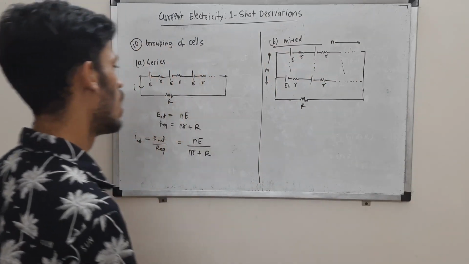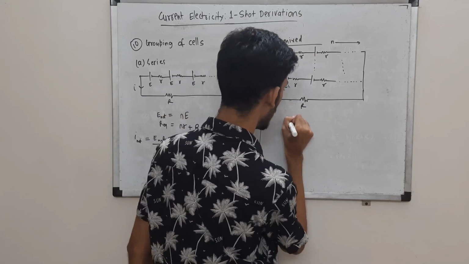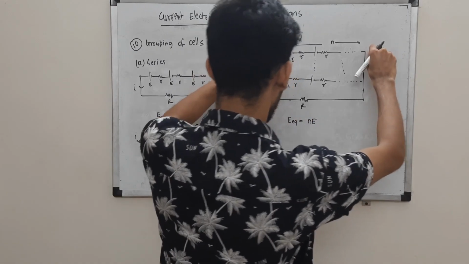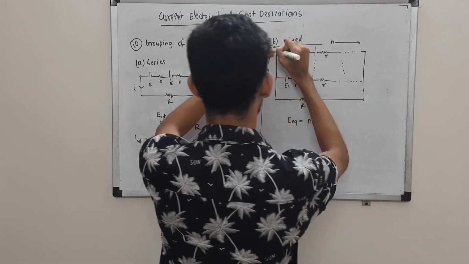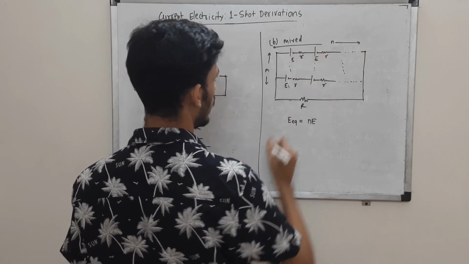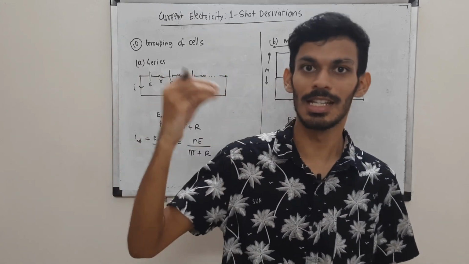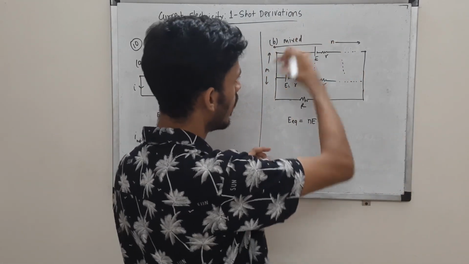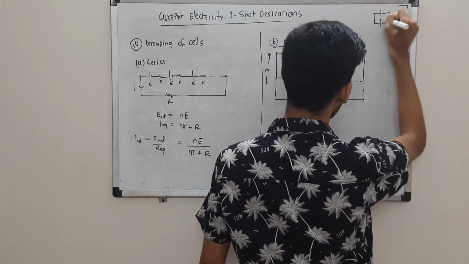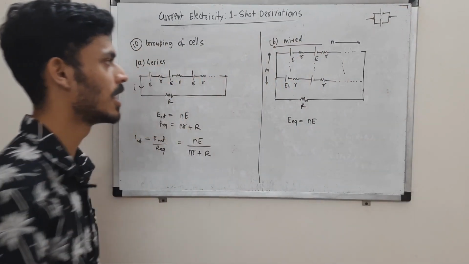Now let us find the I net in this case also. First of all, we can see that E equivalent will be nothing but n times E. If you see the two points over here and apply Kirchhoff's law, it will be E plus E plus E up to nE. And in parallel combination, E does not change. That is a point we'll emphasize later also. If you have two cells in parallel, E and E, they won't change the EMF. The potential difference across these two points will be E only.